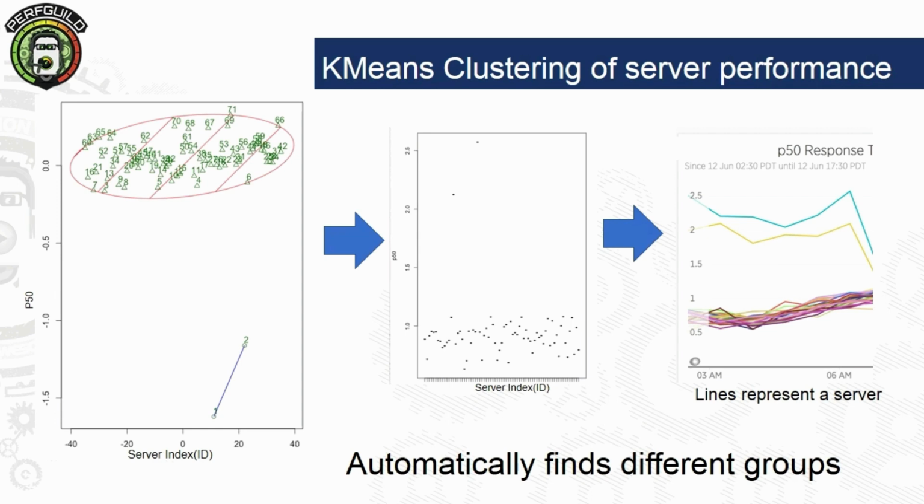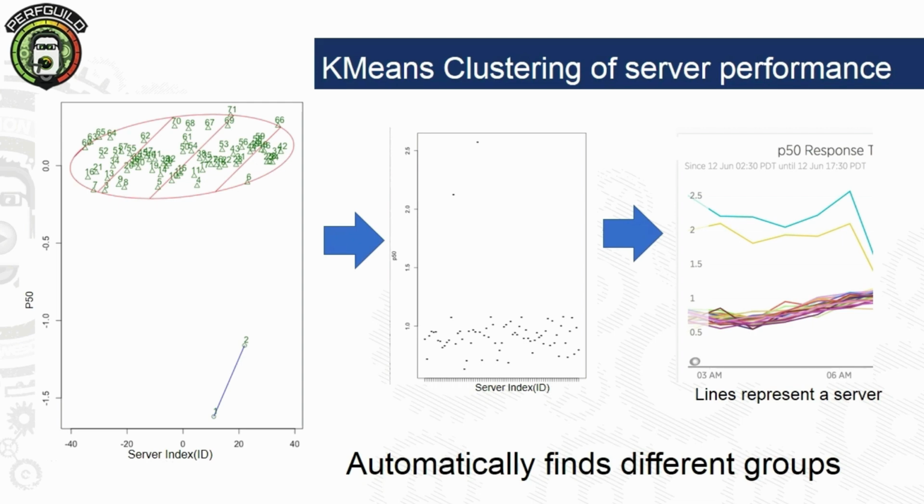I took the median response time for each server in 5-minute intervals and clustered them. You can see in the left diagram that the algorithm divided the data into two different groups. In the middle is a visualization of the data in that time slice. And on the right, you can see what the data look like graphed in a monitoring tool. It's very clear that 2 of the servers are performing 1 to 2 seconds slower than the other 80 or so.